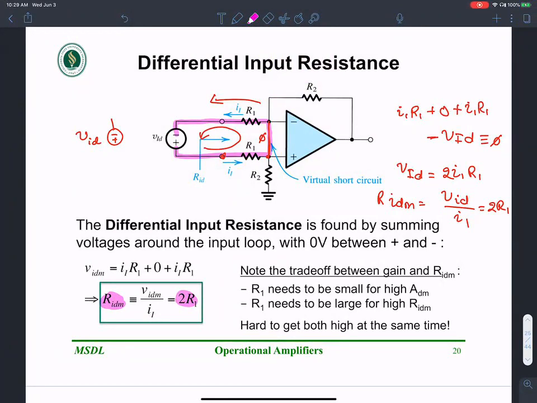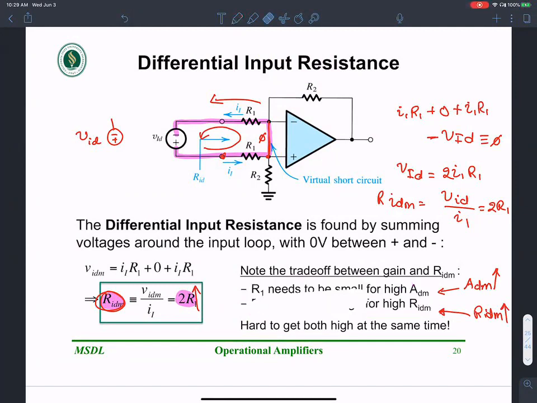So the idea is that there is a conflict here. There's a trade-off that we have to pay attention to. If you want to get a really big gain, which is what we always desire, then I want to make R1 small. R1 has to be small. But if I want the input resistance RIDM to be a large number, as you can see, it's directly proportional to R1. So that needs R1 to be large.